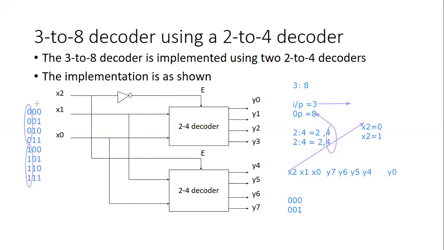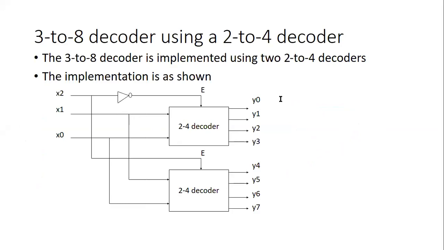But what is the difference? The only difference is with x2: 0, 0, 0, 0 and 1, 1, 1, 1. So this is how it is working. Now if you complete the truth table, so let us complete the truth table and see how it is.